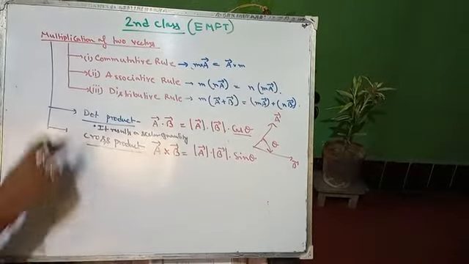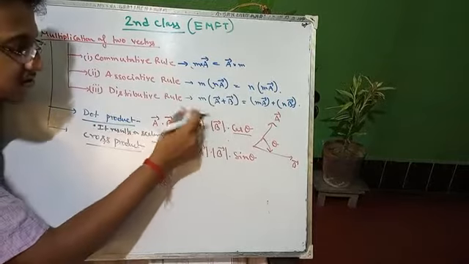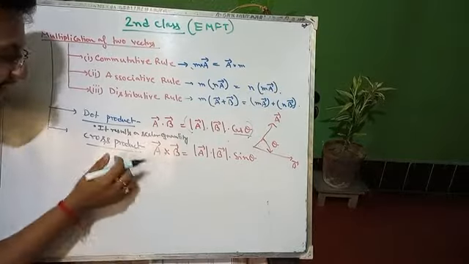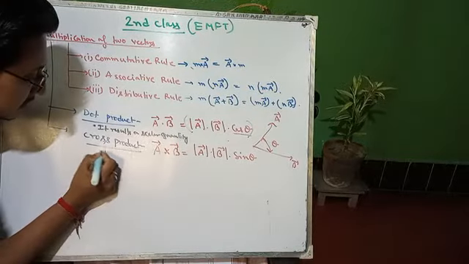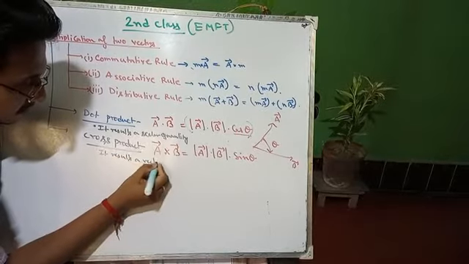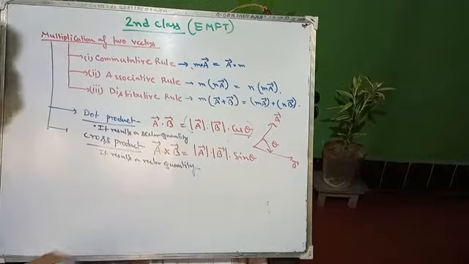Scalar quantity. So the dot product results in a scalar. Always remember, the dot product results in a scalar, so it has only magnitude. The cross product, on the other hand, results in a vector quantity.